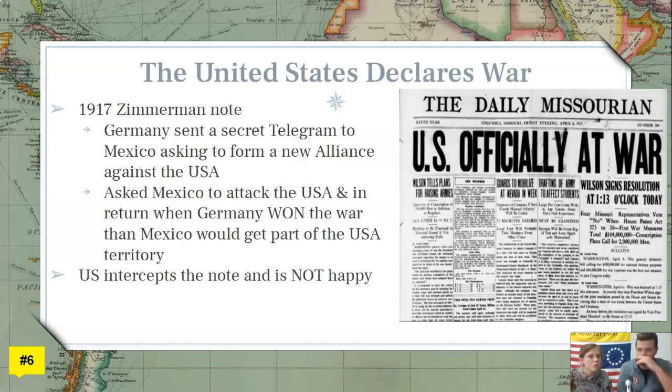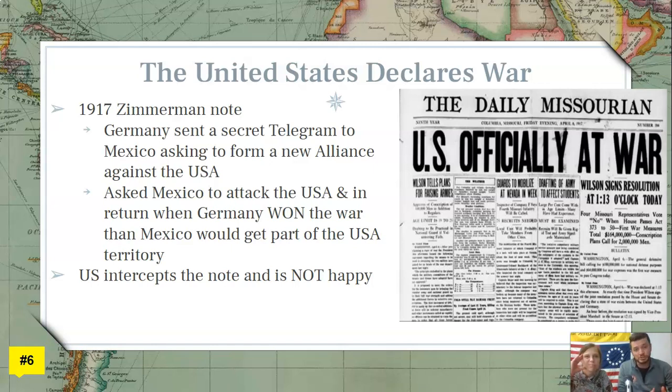Well, the goal is to distract the United States with a war here on our own home front so that we couldn't send as many troops overseas and help the Allies. Correct. But even so, it's not really going to do what he wants it to do.